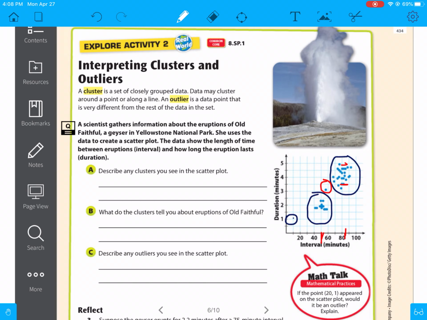The only outlier I can really see is at like 60 minutes, it went off for 3 minutes. It usually doesn't happen around that time for that long. So that could be an outlier.